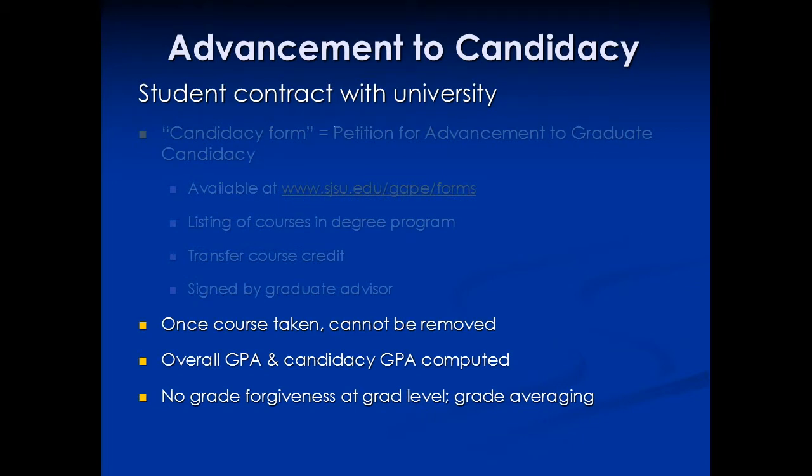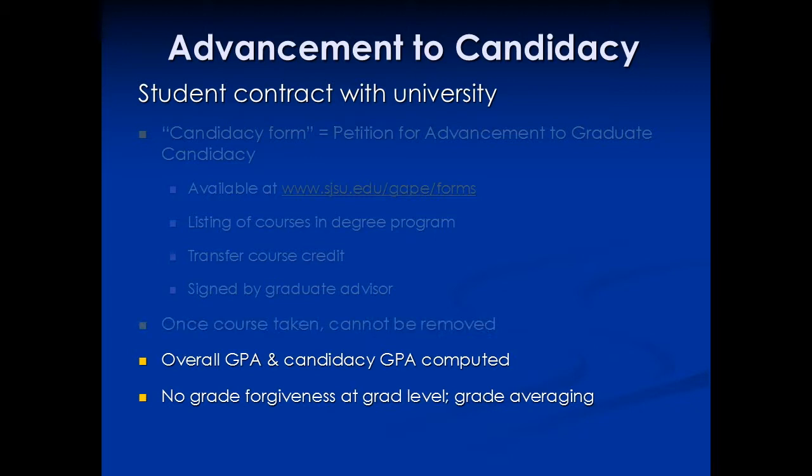Now, once the form is done, there is very little that you can do to change it. If you have a course that you're going to be taking in the future, and that course is an elective, for example, and you haven't yet taken it, then you could do a course substitution. You could change it. But if you have taken it, it will never go away, ever. It is always going to be on that form, even if you fail it. Once it's graded, it can't be removed from the candidacy form.